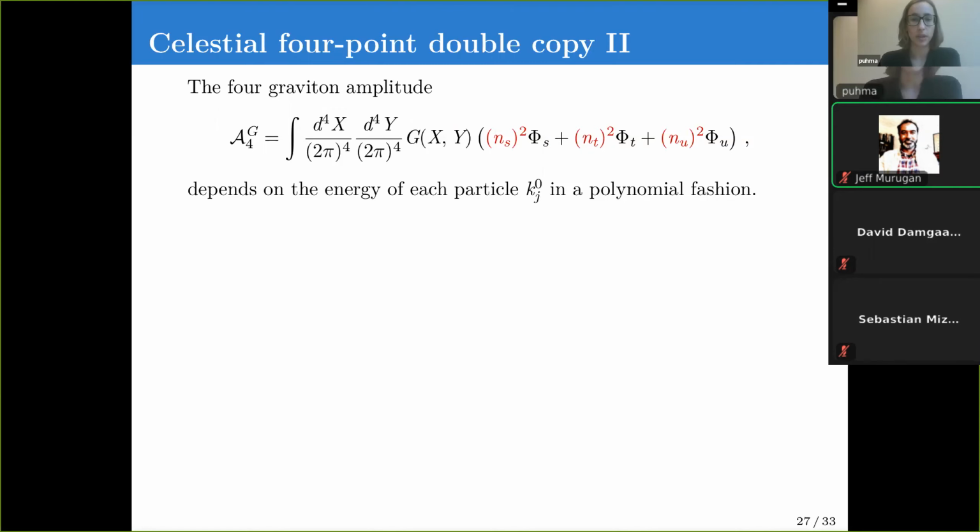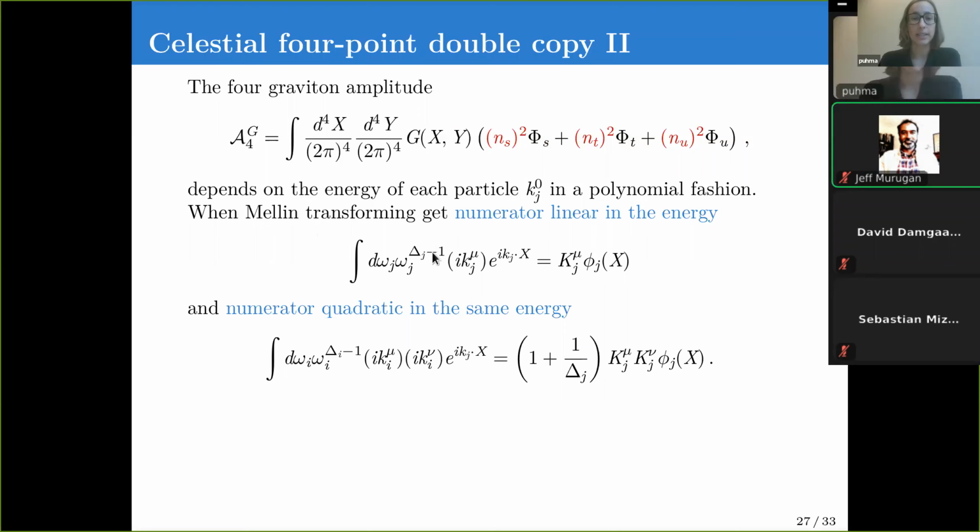And when Mellin transforming that expression, so meaning that we have 4 integrals in the energy, there are 2 cases that arise. One is when the numerator has a linear dependence in the energy, so there's 1 factor of k. And the Mellin integral of this expression, where we have k mu times the plane wave, is just given by the celestial momentum times the conformal primary wave function. The other case is when the numerator appears quadratic in the energy, so the Mellin transform of this expression is now given by 1 plus 1 over delta times 2 factors of the celestial momenta times the conformal primary wave functions.